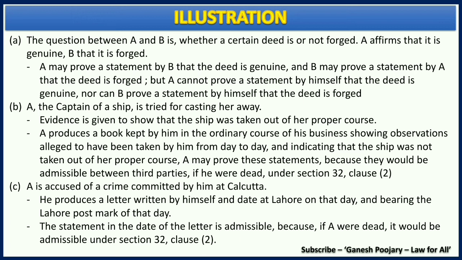Now here comes section 32 subclause 2. What does section 32 discuss about? Section 32 discusses the statements made by dead persons or those persons who are not available or missing. Now here in this case, if A is dead or if he is missing, whatever he has mentioned in the book would be relevant, because in the ordinary course of business, that is what subclause 2 of 32 discusses about, which is ordinary course of business.